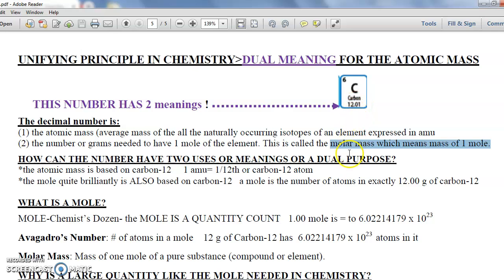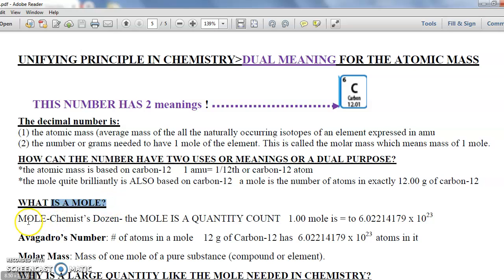Now, how can it have two meanings? Here's where the brilliant idea of chemists unified the periodic table to give that number two meanings. We learned earlier that the atomic mass is based on the isotope of carbon-12. In other words, 1 AMU is 1/12 of the carbon-12 atom. The mole, which is a quantity of atoms, is also based on carbon-12. A mole is the number of atoms you would have if you put 12 grams of carbon-12 on a balance.